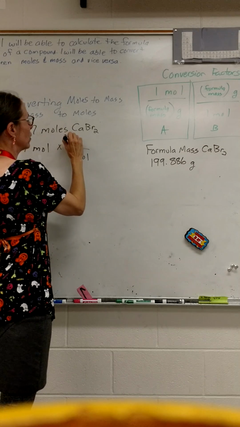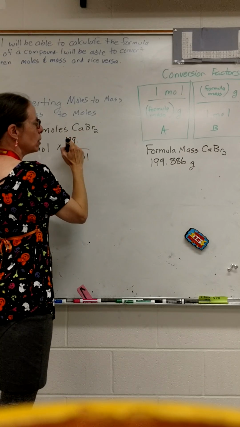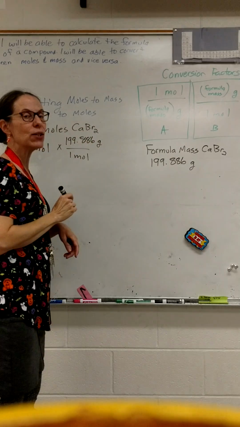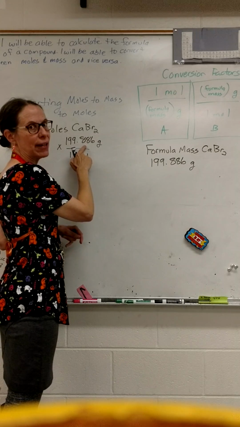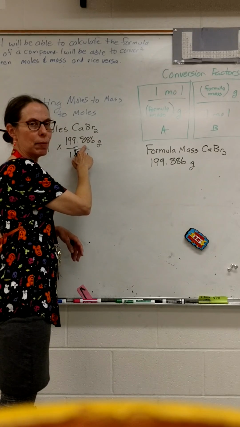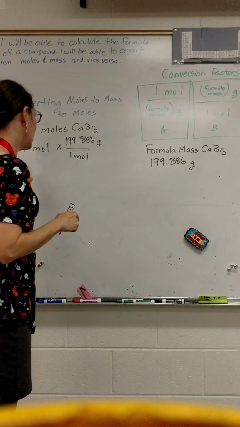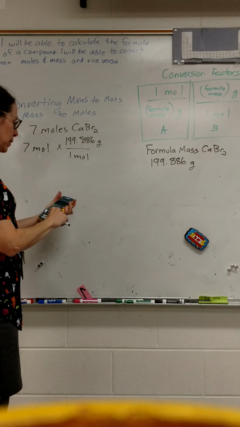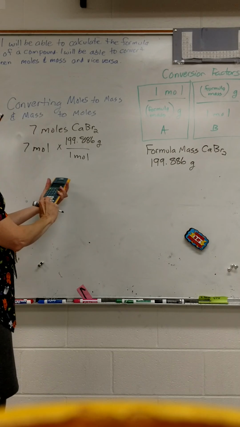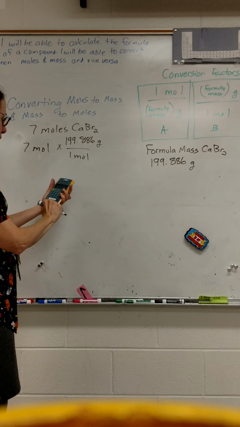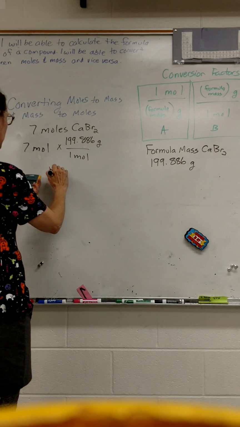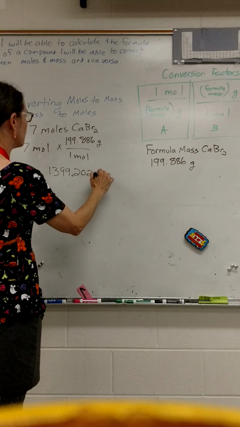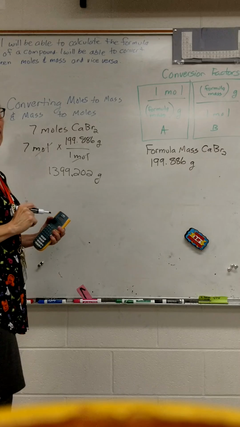Now I calculated that earlier, and the formula mass of calcium bromide is 199.886 grams. It's okay if you've rounded that to 2 digits past the decimal. Your numbers will be slightly different than mine, and that's completely okay. So in this particular case, all I do is I take my formula mass and multiply it times 7 moles. 7 times 199.886 equals 1,399.202 grams, because moles cancel out.